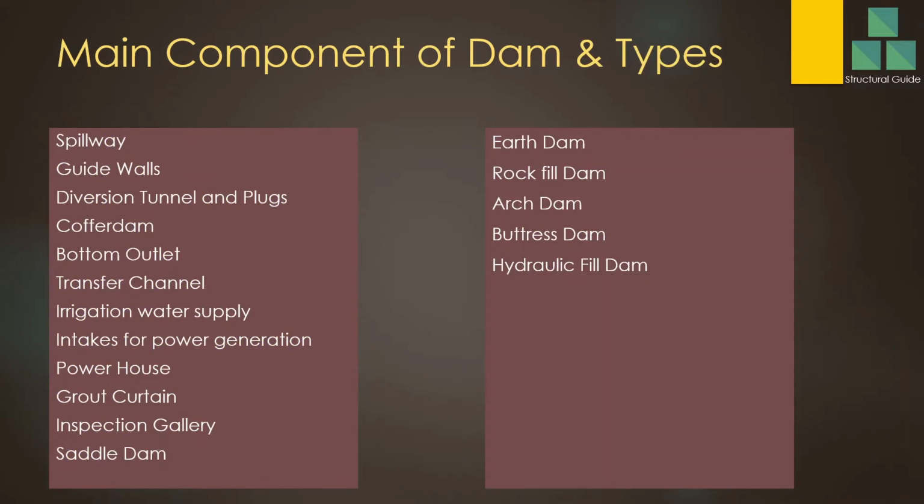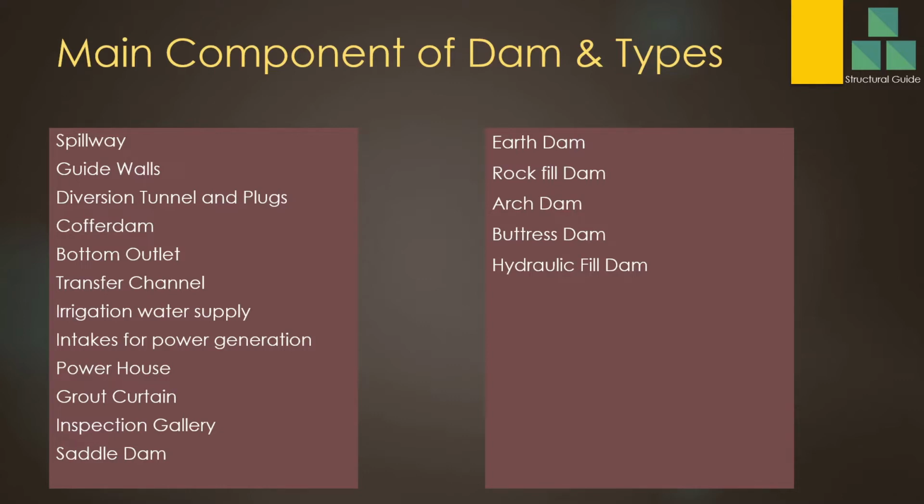Main components of dams and the main types of dams. Let's discuss the components of the dam first. Spillway, which is a part of the dam structure. Guide wall, mostly connected with the dam structure. Diversion tunnels and plugs. These are constructed for diversion or construction purposes of the dam. Even after construction, sometimes these tunnels may remain as they are.